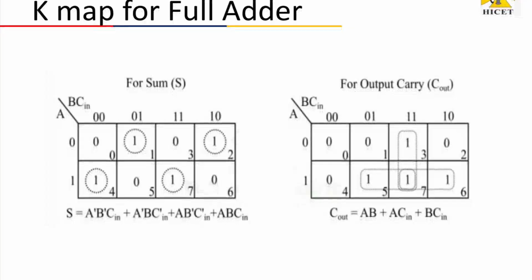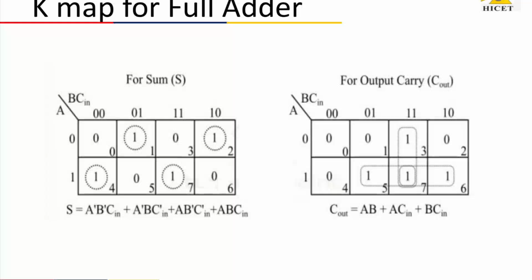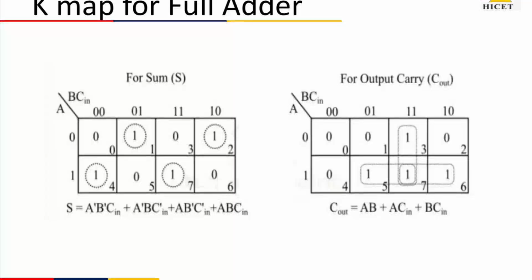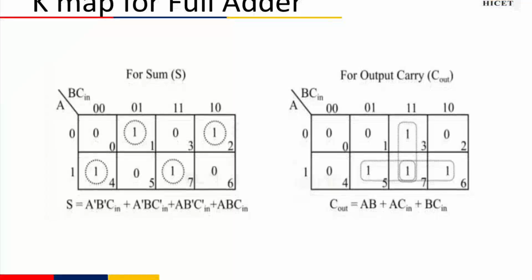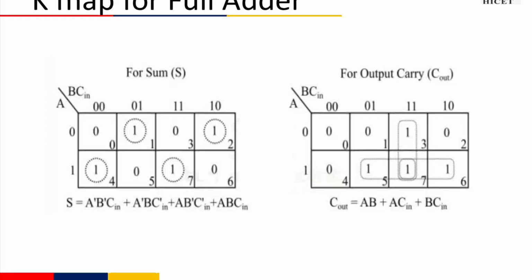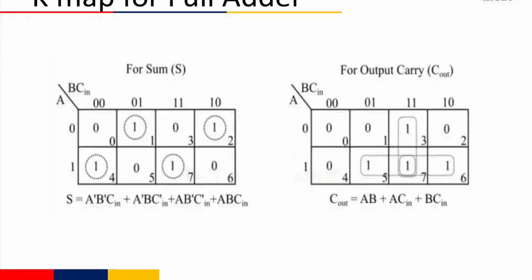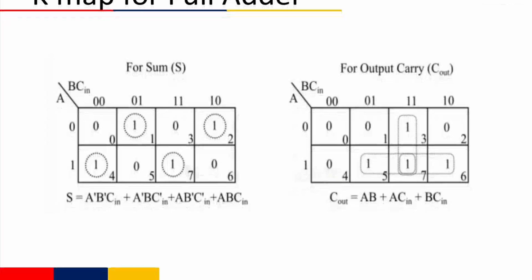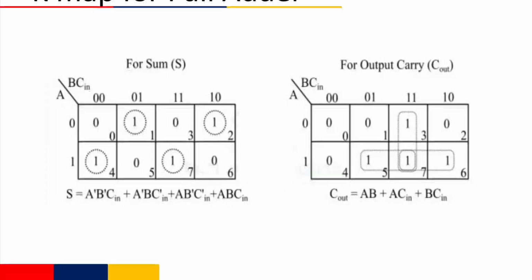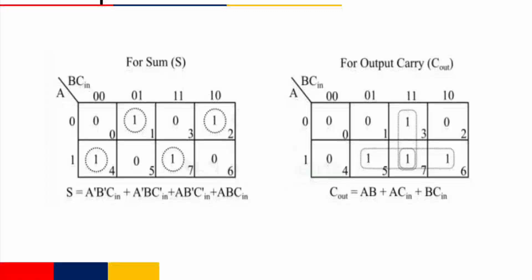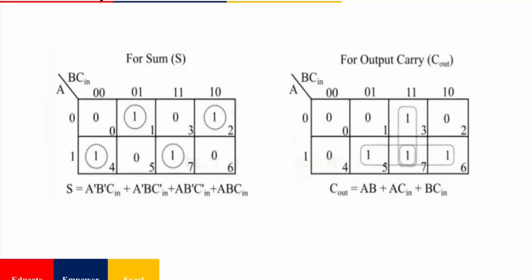Next, for the carry C out output, we mark the cells where the output carry is 1. Now let's group the ones in the K-map. So we are having group 1 with minterm 6 and minterm 7. So here common variable is A equal to 1 and B equal to 1. So this group gives us AB. So we will be having another group 2 with minterm 5 and minterm 7. So here common variable is A equal to 1 and Cn equal to 1, which gives us ACn.